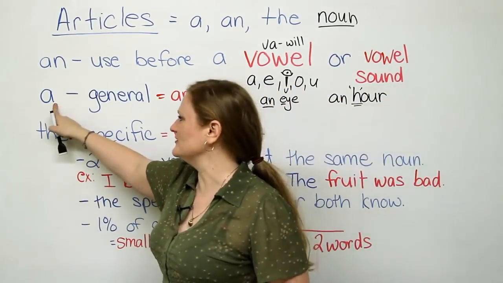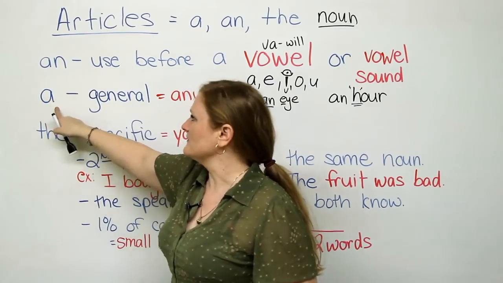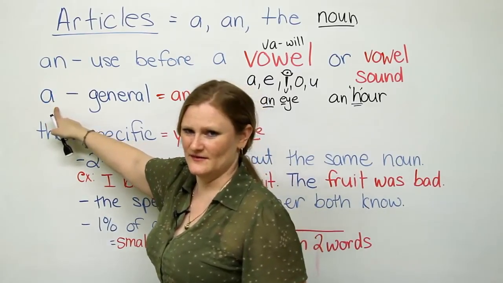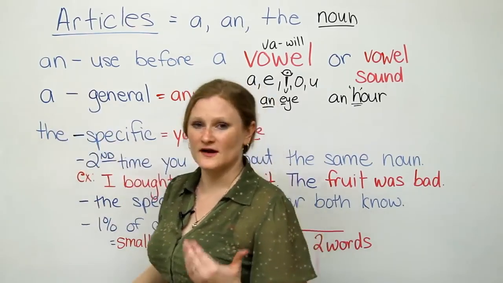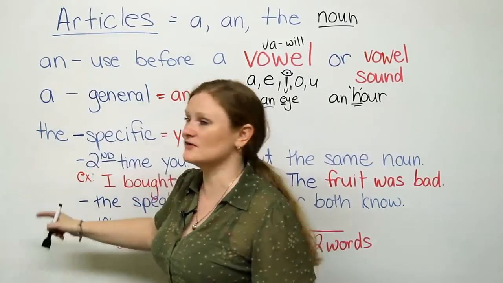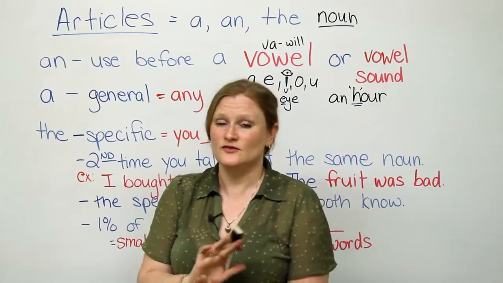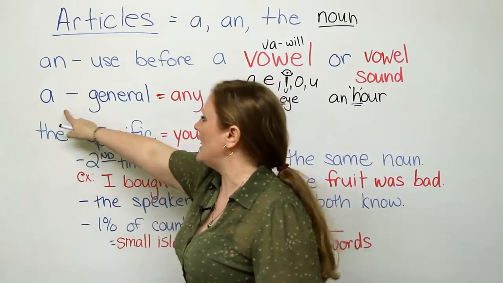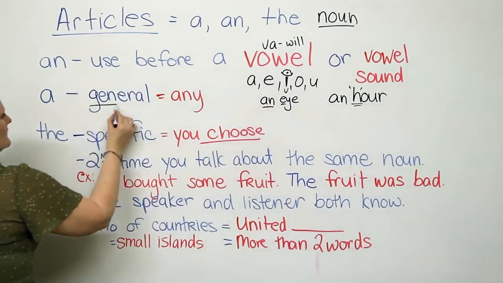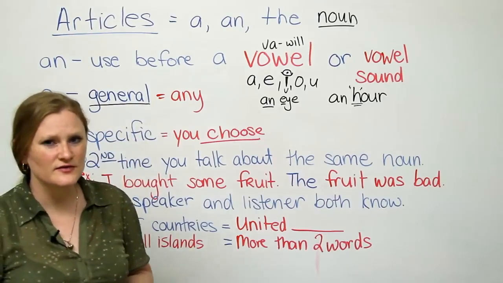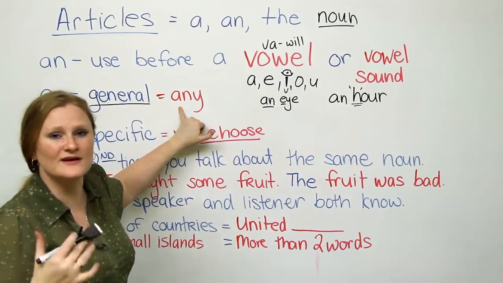The next one is A, the very first letter of our alphabet. A is a vowel. Don't let that confuse you. A, we use for, again, a singular noun. All of these are going to be used with a singular noun. If the noun is plural, if the noun has an S, do not use an article. So, a, we use for a singular noun in a general form. You can think of this easier as replacing it with the word any.